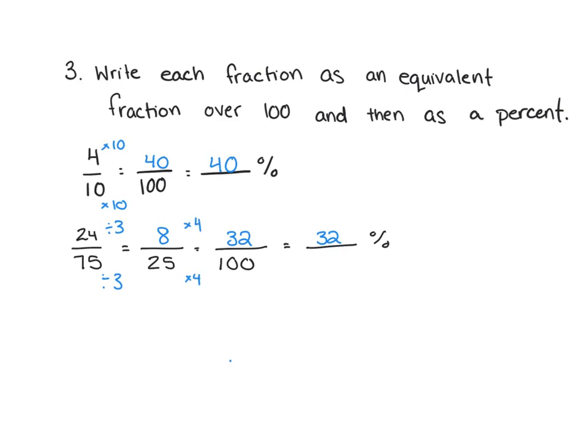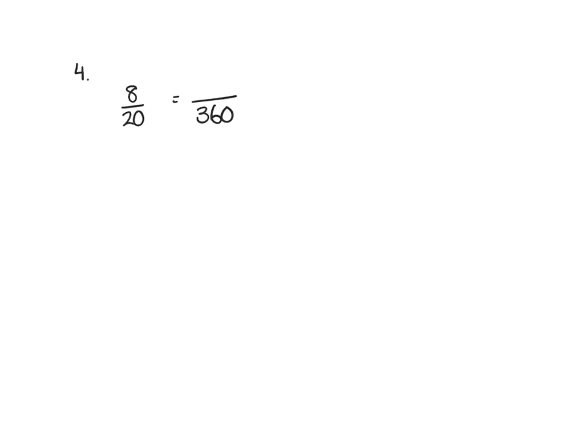So they'll give you several different examples. You just have to figure out how to get from one denominator to the next by multiplying or dividing. For question number 4, they're asking you to go from a fraction to an equivalent fraction out of 360. So if our denominator is 20, we have to figure out what times 20 equals 360. If I imagine there was no 0 on the end of each of these, I divided them both by 10. 2 goes into 36 18 times. So I could multiply this by 18, which means that's what I would do to my numerator as well.